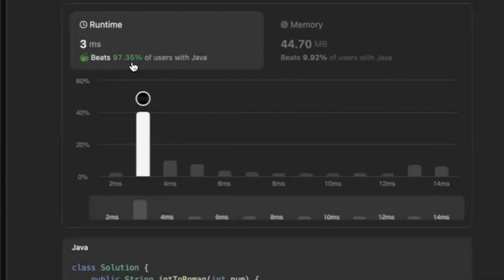Now the problem gets executed in 3 milliseconds, which beats 97.35% of the users.